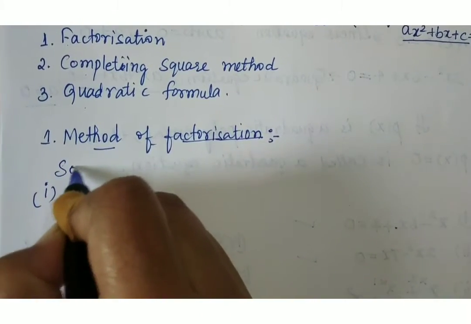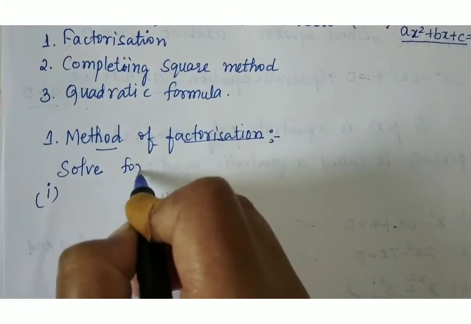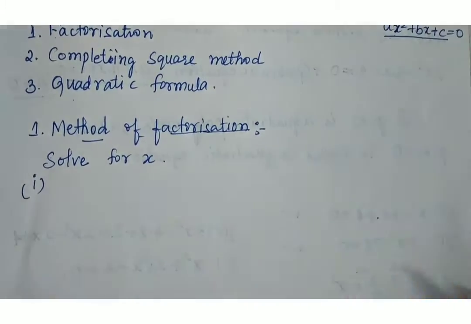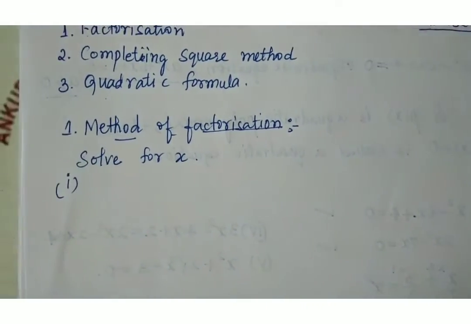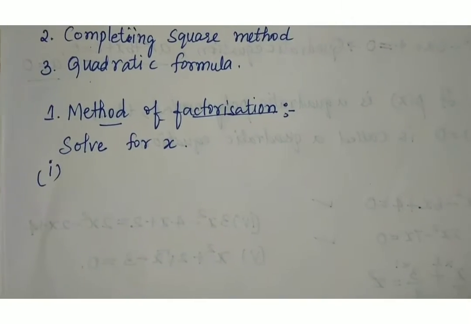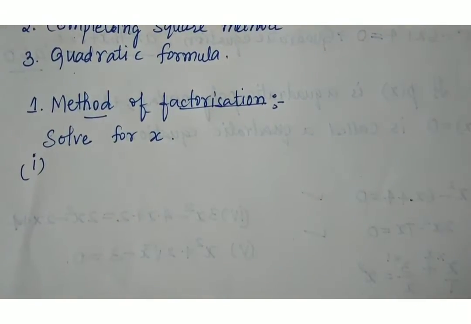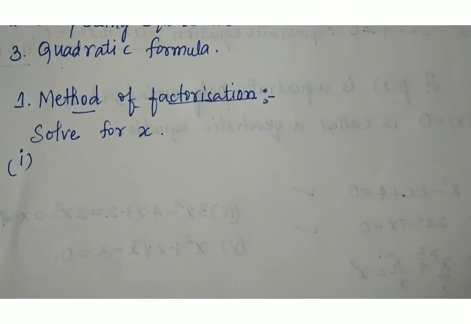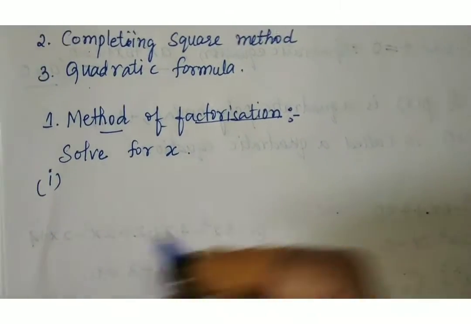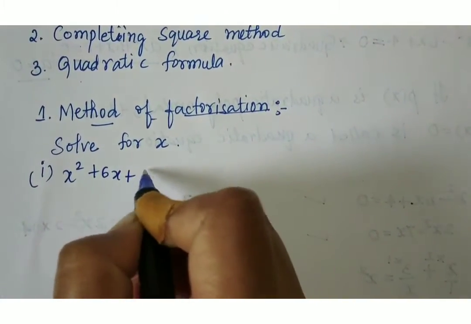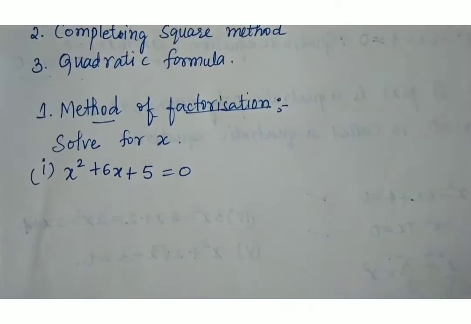Solve for x, or you can also get the question as solve the following quadratic equation by factorization, or you may get the question as find the roots of the quadratic equation by factorization method. So the example is x square plus 6x plus 5 is equal to 0.